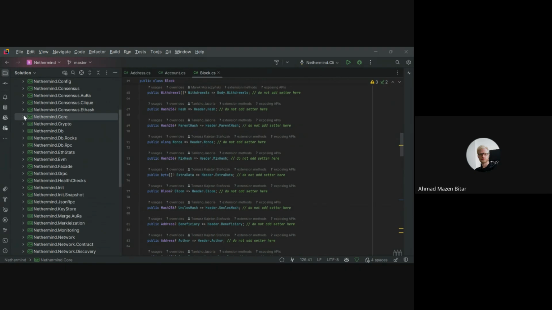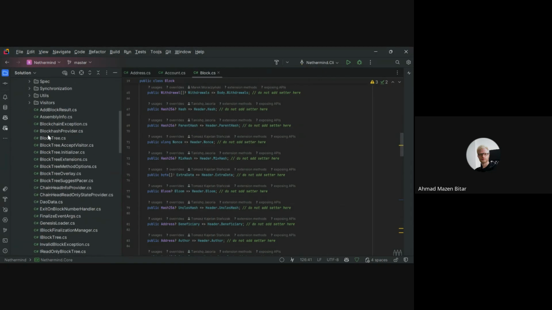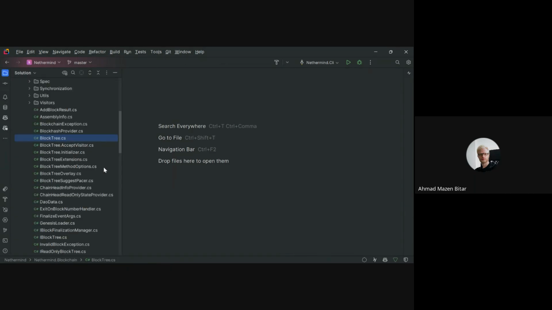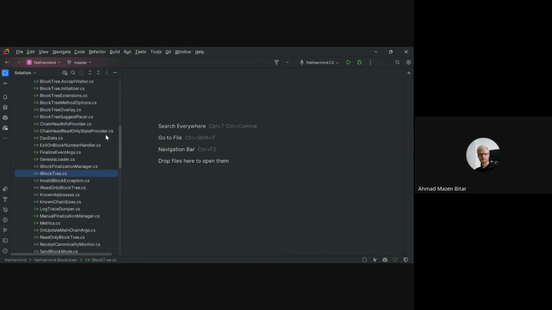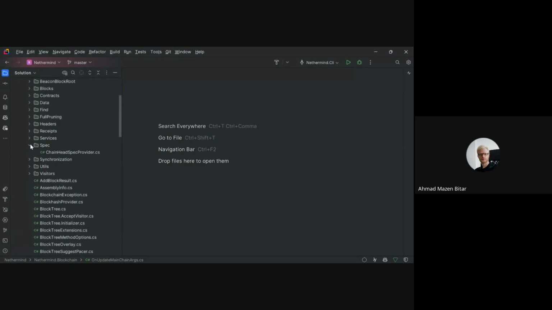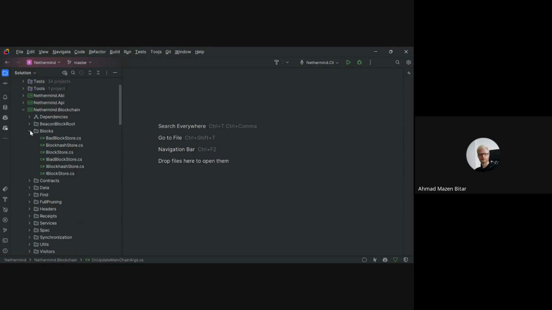Right. So that's one. And then we have also the Nethermind blockchain project. This is where we have our block tree, our chain head, our Genesis loader, all the stuff that form the chain itself. So now we're not talking about base classes, we're talking about the chain and the abstractions above it, and all these kind of stuff. Also the spec of the chain, for example, and the block stores where we store the blocks, and these kind of things.